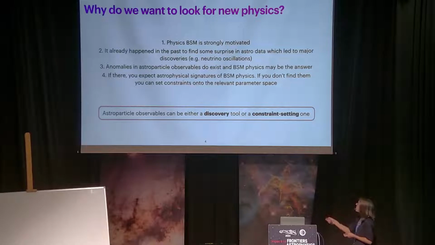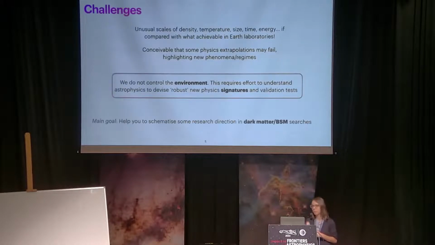So if new physics is there, you always expect some sort of astrophysical signatures, and those are the ones that you can leverage upon, if not for making a discovery, then to constrain new physics scenarios. So astroparticle observables can be either a discovery tool, where you want to interpret anomalies and, if you are lucky, find one that is really due to BSM, but also a way to constrain the parameter space for your theories.